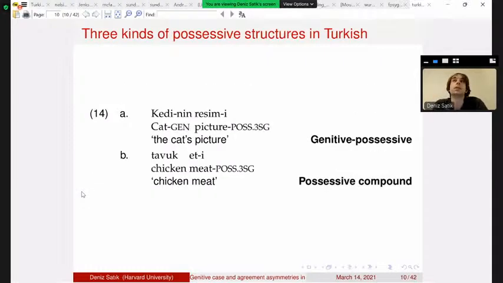So here are the 3 basic kinds. Well, there's 2 in the slide, but the 3 basic kinds of possessive structures in Turkish. So this is the most common one: kedinin resmi, the cat's picture. This is called a genitive possessive construction. That's just the possessive structure that we've been talking about throughout this talk so far. But Turkish also has another one, the possessive compounds like tavuk eti, chicken meat. I think these are also called izafet constructions in the literature, if I remember correctly.